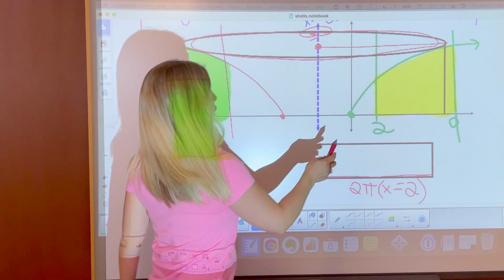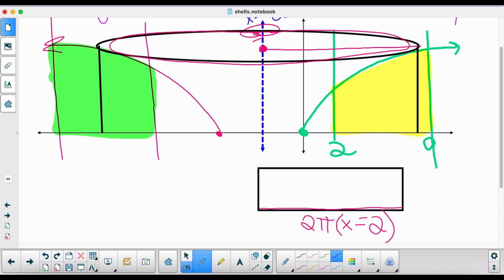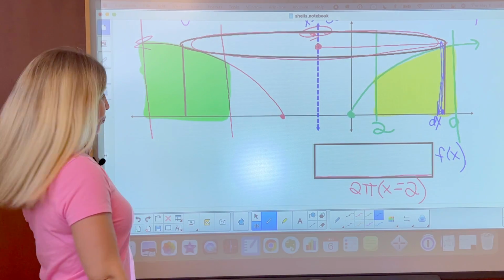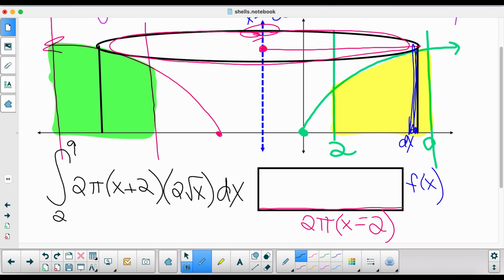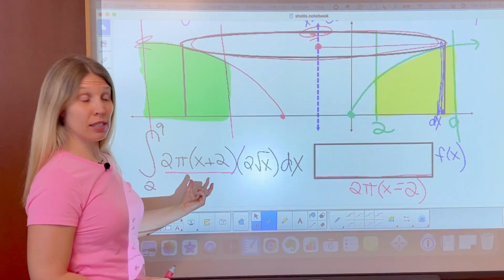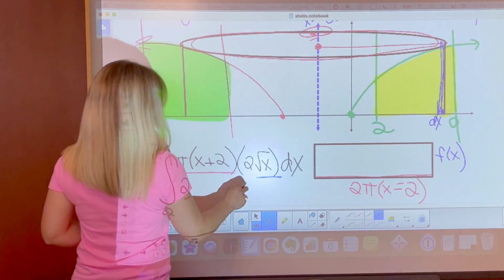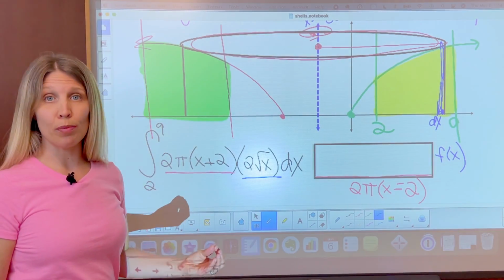Now what's your height? Of course, the height is the function that it hits. And then the legs are along the x-axis, so this will be a dx problem. So let's set up our integral from 2 to 9, because those were the bounds we were given. 2 pi times x plus 2 times our function, which was 2 square root of x, dx. So this was our circumference. This is the height, and our dx gives us our third dimension for volume.